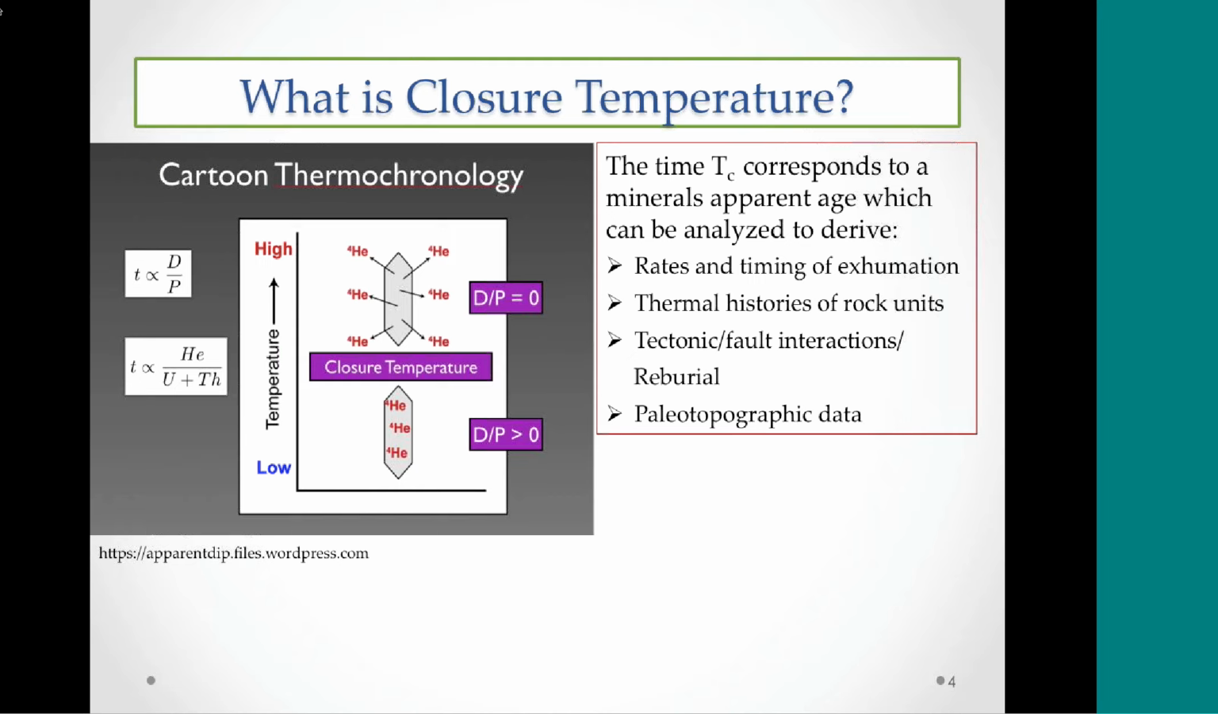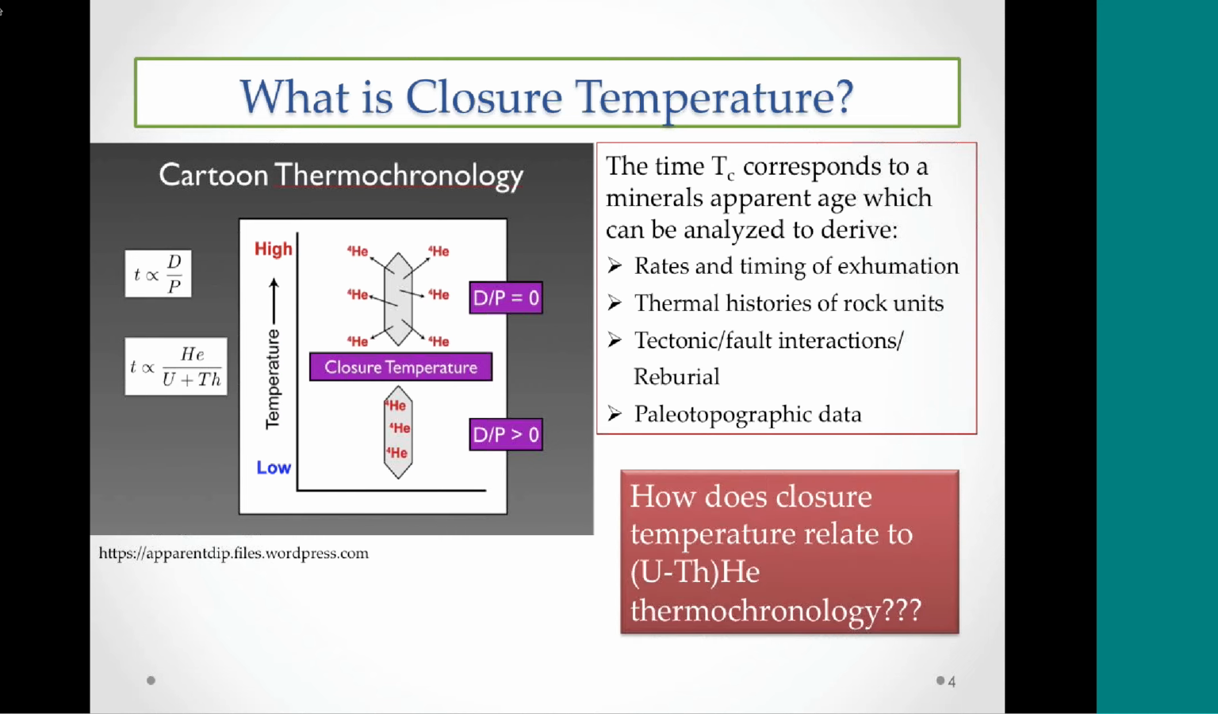This graph is a representation of, as temperatures are hotter, we actually have a higher amount of helium being released into the medium that surrounds. Then as temperatures start to cool, it gets to that closure temperature level where helium starts to be retained within the crystal lattice itself, and we can measure that from that point and derive thermal histories. We can derive things like rates and timing of exhumation, thermal histories of rock units, also look at tectonic fault interactions, reburial of areas, and paleotopographical data. All this information we can build together to help show that picture of the thermal history of a rock unit in an area.